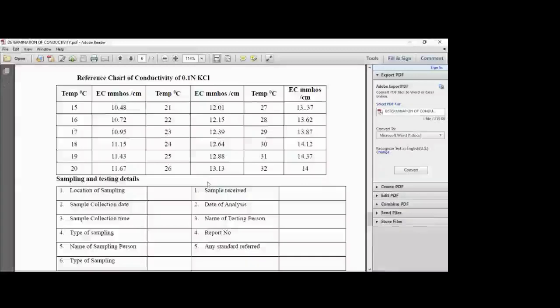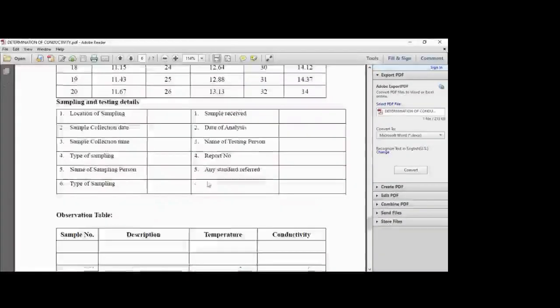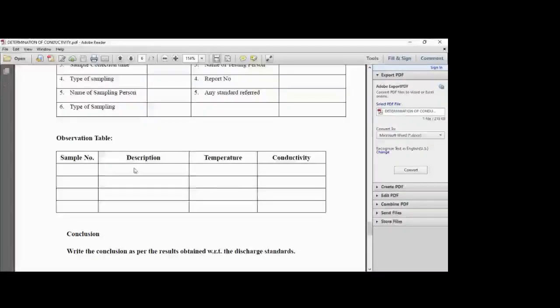So this is the reference chart, how that is to be used. We have already seen how the sampling is to be done, right? So here in the observation table, we'll be having different types of samples. We are going to note down the temperature, and we are going to note down the conductivity. We'll be adding one more column here, a remark column, and then we can decide whether it is high saline, low saline, or moderate saline water.